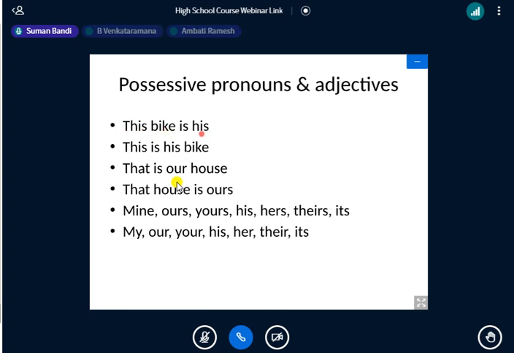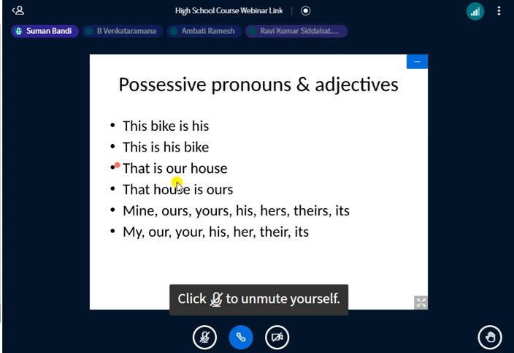In this sentence, the first word, this, is a pronoun or adjective? Adjective, because it's followed by a noun. That's it. Simple criteria. Next sentence, you see, here there is no noun. Is there a noun after this? No, straight away we have the verb. So this cannot be an adjective. This has to be a pronoun.